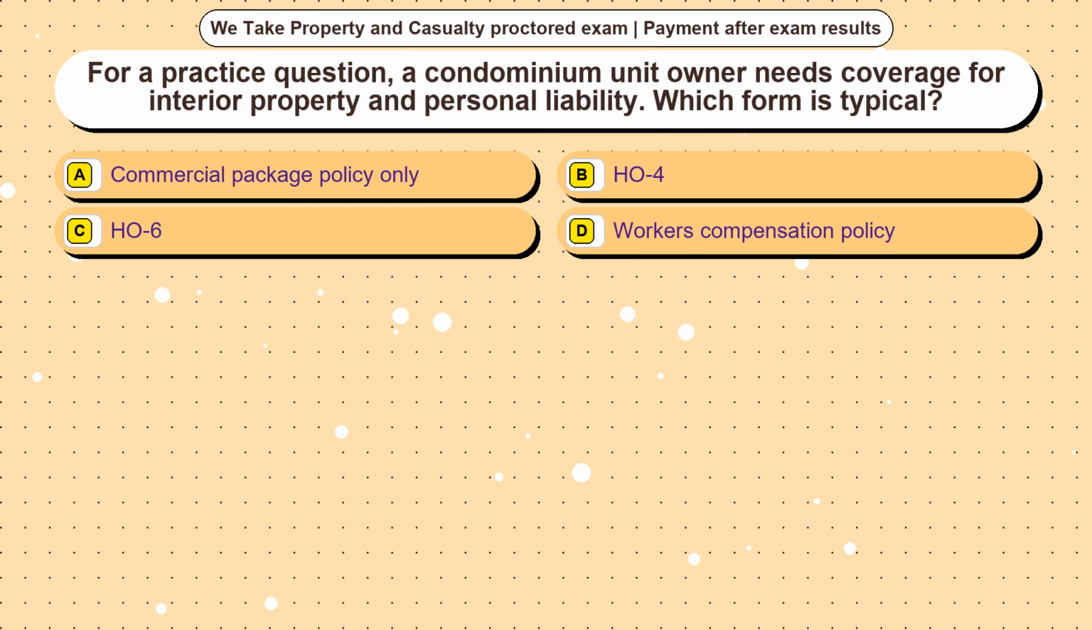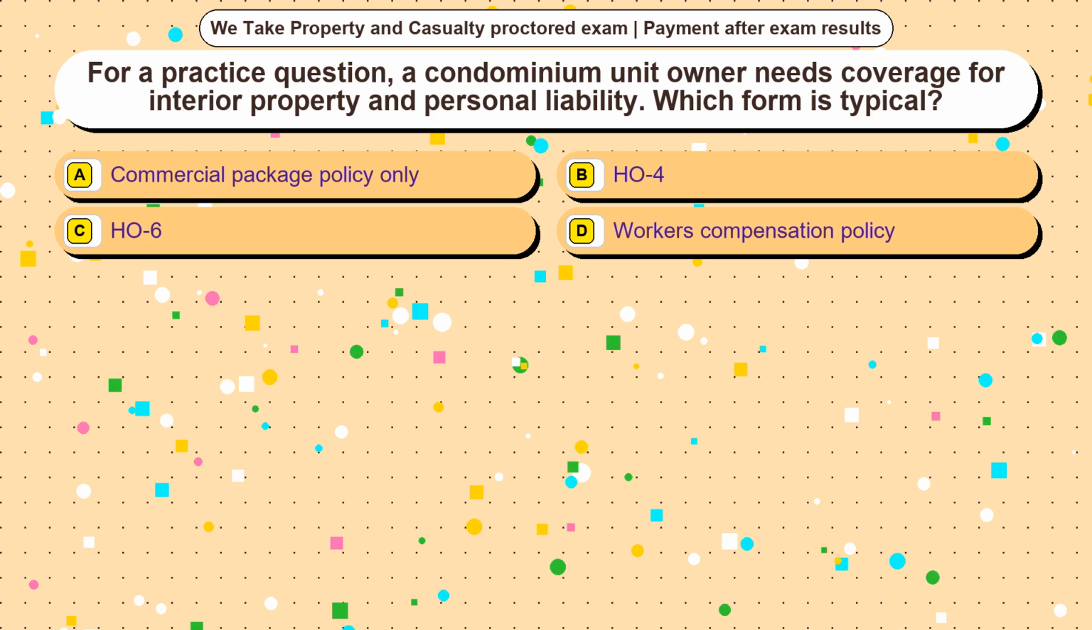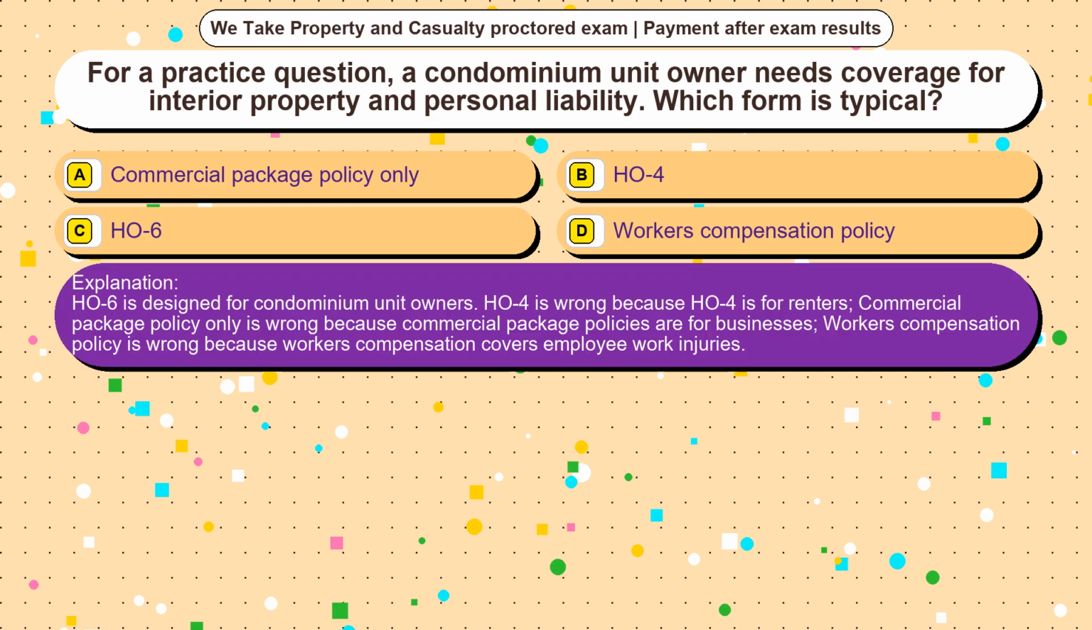Question 20. For a practice question, a condominium unit owner needs coverage for interior property and personal liability. Which form is typical? Option A, commercial package policy only. Option B, HO4. Option C, HO6. Option D, a workers' compensation policy. The correct answer is option C. HO6 is designed for condominium unit owners.